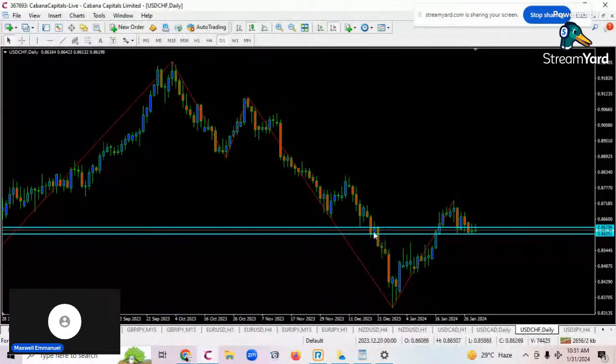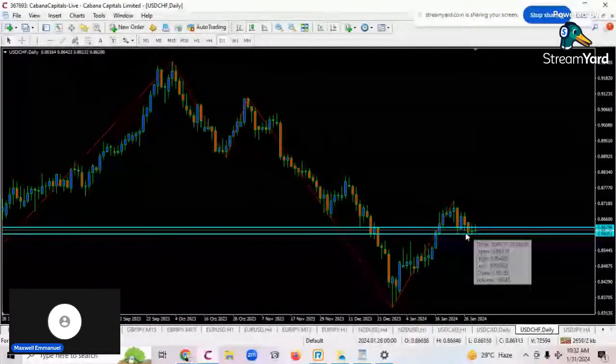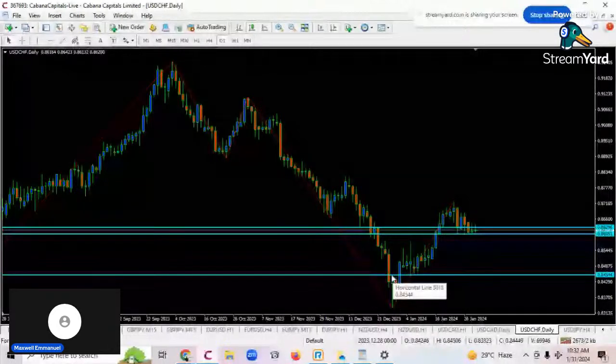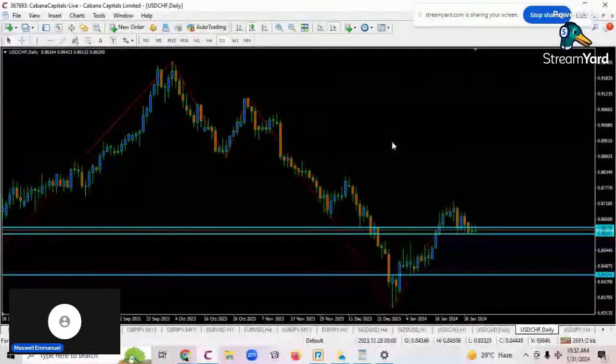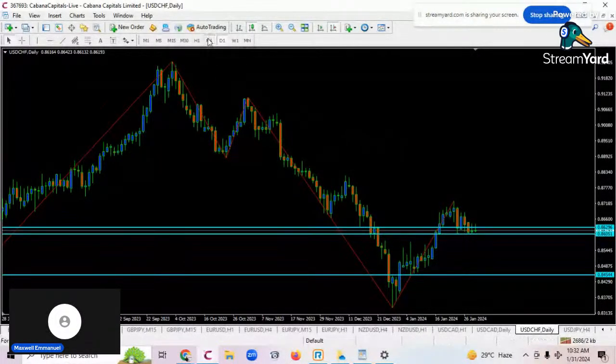If a 4-hour candle or 1-hour candle closes below this zone, you should consider selling USD CHF with your TP at this level. So that's my take on USD CHF. My bias on USD CHF is bearish.